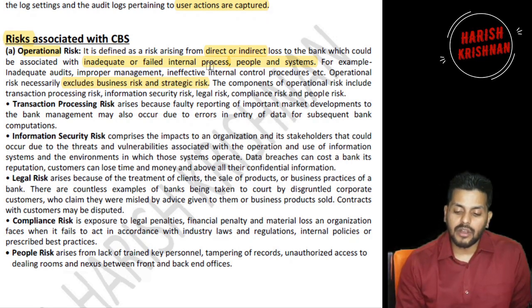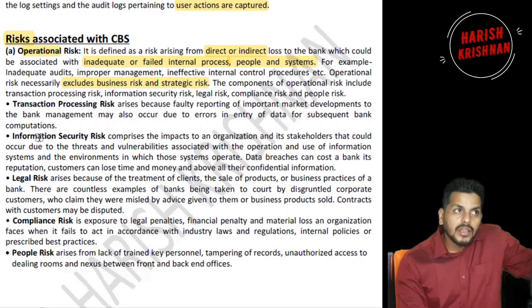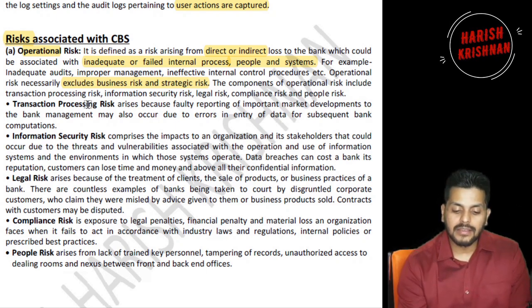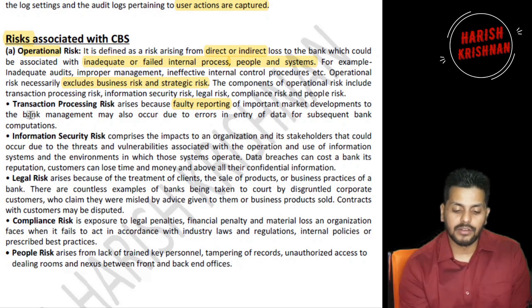The components of operational risk include, the list is here, check this out. First one, transaction processing risk. While processing a transaction, can something go wrong? Transaction processing risk arises because faulty reporting of important market developments to the bank management may also occur due to errors in the entry of data for subsequent bank computations.